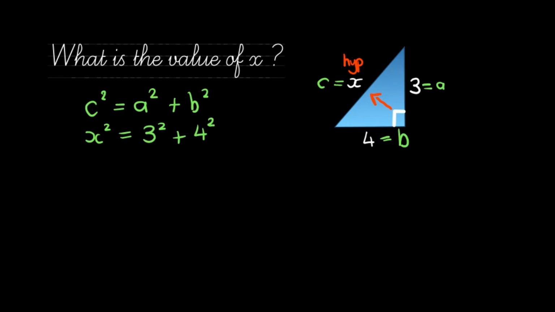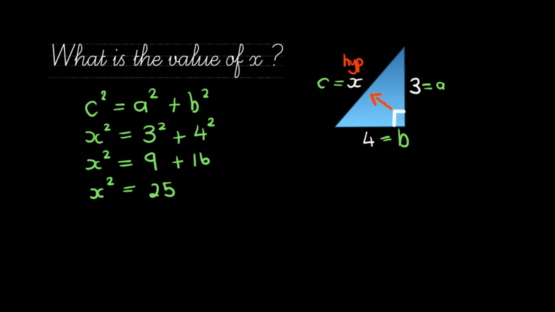Now we work out and solve for x. First thing is we can do the right hand side, we have only numbers. So we know that 3 squared is 9 and 4 squared is 16. We can now add those two numbers together. We still can't do anything with x squared, but we know that 9 plus 16 is 25.